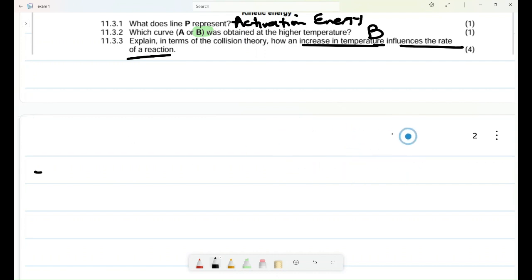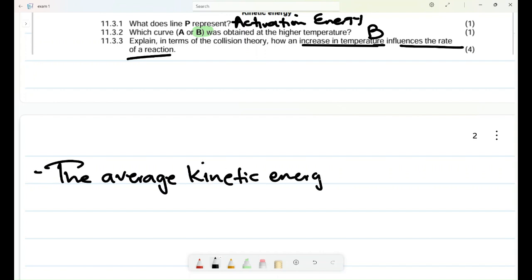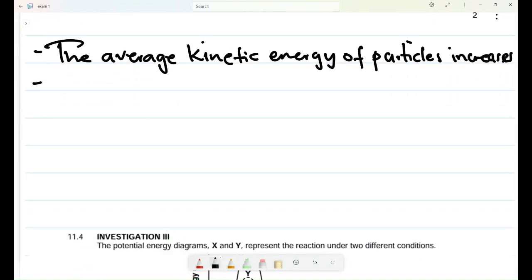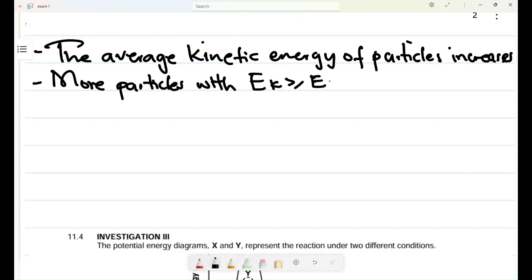Okay, so we say the average kinetic energy of particles increases, or particles move faster. But I want to include kinetic energy because I know I'm going to use it somewhere. Therefore, if the average kinetic energy of particles increases, it means now there will be more particles with sufficient kinetic energy that is greater or equal to the activation energy. Instead of writing all those words, I'll say more particles with kinetic energy greater or equal to the activation energy.